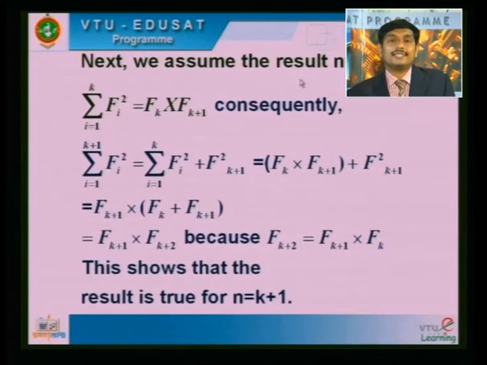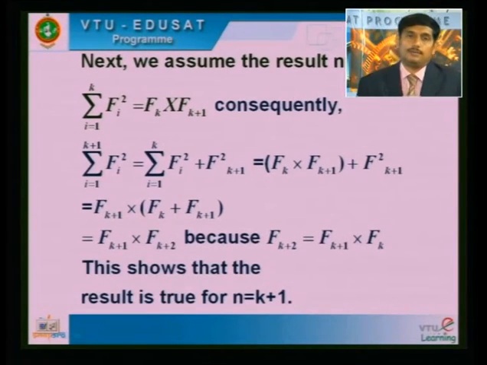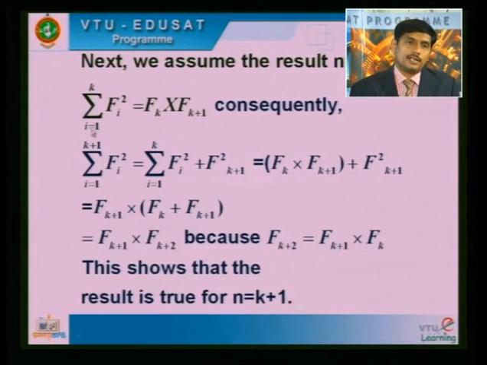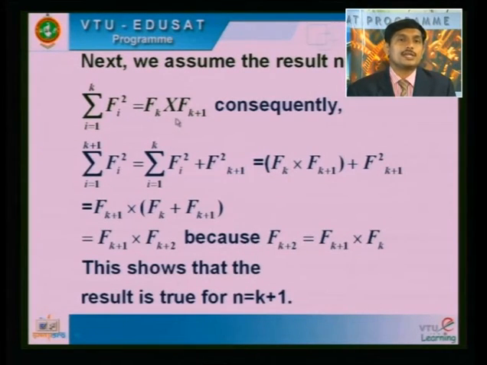Next we assume that the result is true for n equal to k. That is, assume the summation of fi squared, i running from 1 to k, equals fk into f of k plus 1 is true. Consequently we are proving that the summation for i running from 1 to k plus 1 of fi squared equals f of k plus 1 into f of k plus 2. That is our aim.